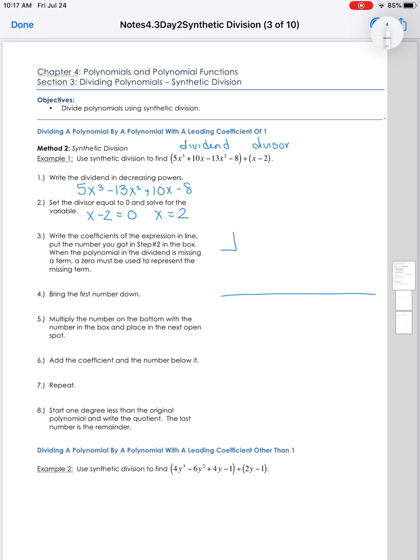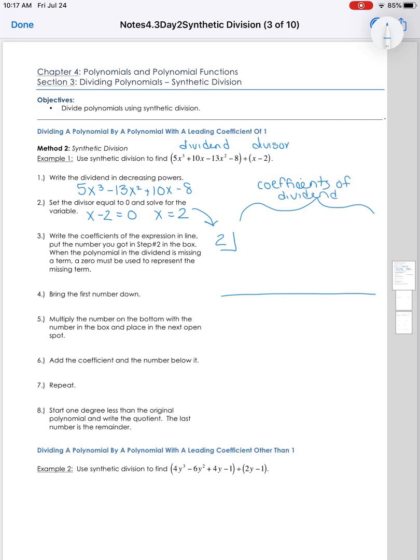So we're going to write the dividend in decreasing powers. So you might have to reorder your terms. So definitely make sure that you do that. There's our first one. We're going to set the divisor equal to 0. So x minus 2 equals 0. And we get x equals 2.